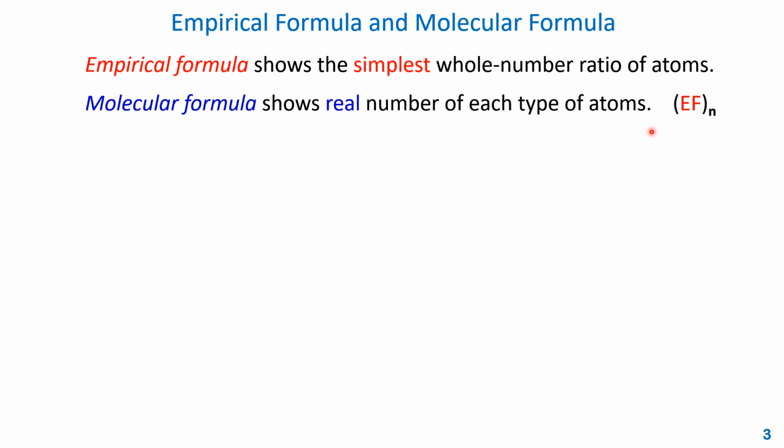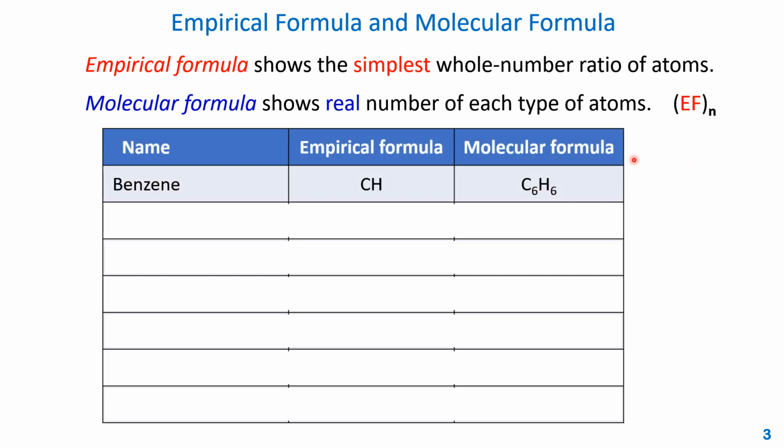They are related. Usually the molecular formula equals a multiple n of the empirical formula. This n is the number of units of the empirical formula in the molecular formula, and the n must be a positive integer. For example, 1 or 2 or 3 or more. I'll give you some examples of the 2 different formulas. They can be the same, they can be different.